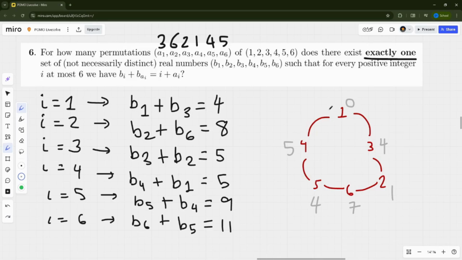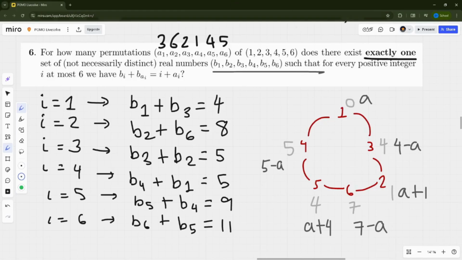And if you let this be any other value, it is still going to generate another different set of real numbers. So if you let b1 be, let's say, a, this is 4 minus a, plus 1, then 7 minus a, plus 4, then 5 minus a. And as you see, each of these works. So we can plug anything into a and it will generate these 6 real numbers here. And it's not exactly 1.